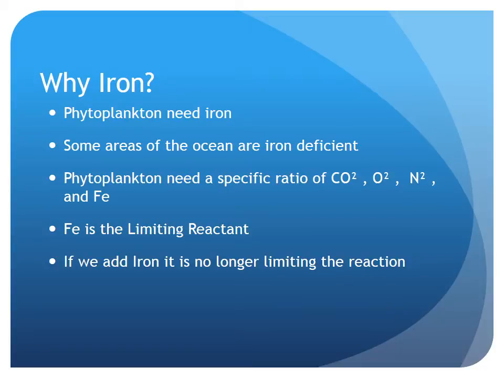Iron acts as an electron carrier and a catalyst during photosynthesis, the process by which plankton gain nutrients. The phytoplankton need a certain ratio of CO2, oxygen, nitrogen, and iron to undergo photosynthesis. Therefore, when there is not enough iron, it acts as a limiting reactant, and the plankton grow slowly, if at all. If more iron is added, they can undergo photosynthesis. Iron no longer acts as a limiting reactant, and the phytoplankton can grow until they run out of another essential nutrient.